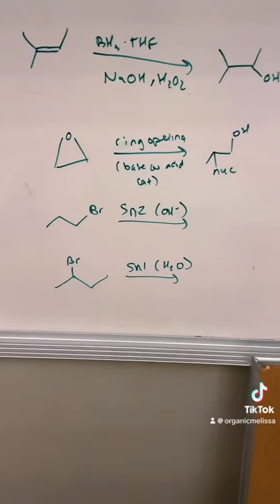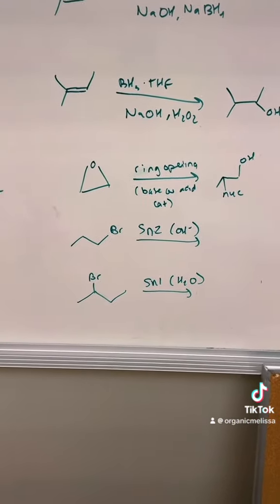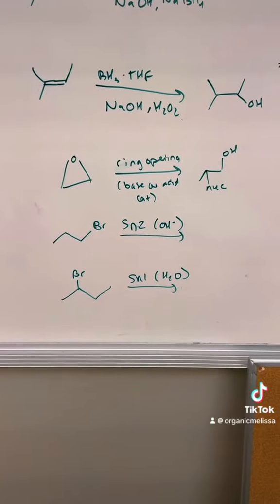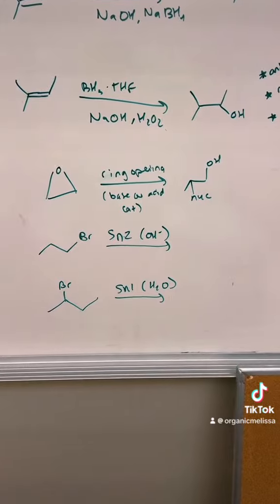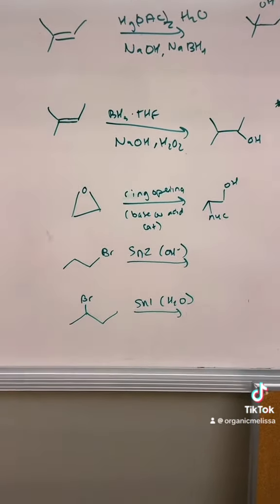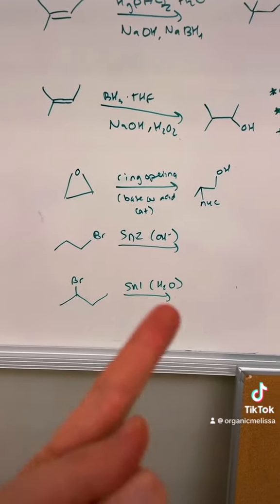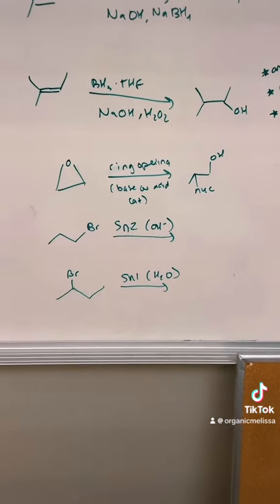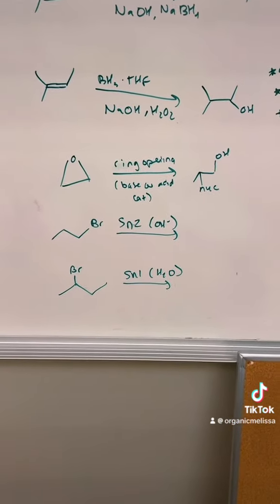Okay, and the last ones are miscellaneous. 1 is ring opening of epoxide. You may not remember that as well just at this exact moment, but we'll talk about that more as we talk about how to make ethers. And then the last 2 are SN2 reactions. That goes all the way back to chapters 6 and 7. If you have an SN2 or an SN1, SN2 with hydroxide will give you an alcohol, and SN1 with water as your nucleophile will get you an alcohol.